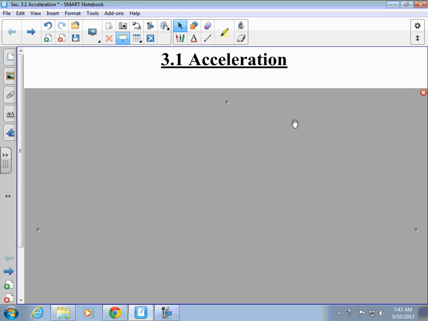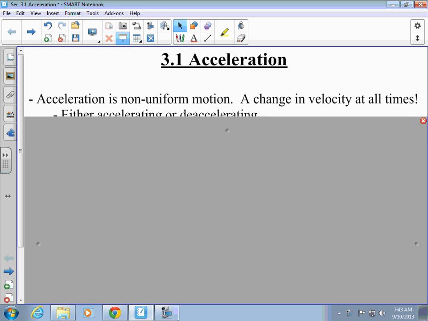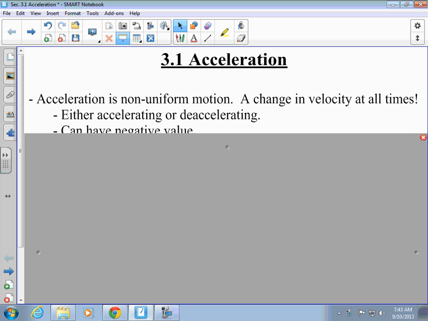Chapter 3. As I remind you, Chapter 2 and Chapter 3 are the same test. In Chapter 2 we were dealing with velocity, and now we're dealing with what calculus people would call the derivative of velocity, which is acceleration. So what is acceleration? It's a non-uniform change in motion. That means our velocity is always changing.